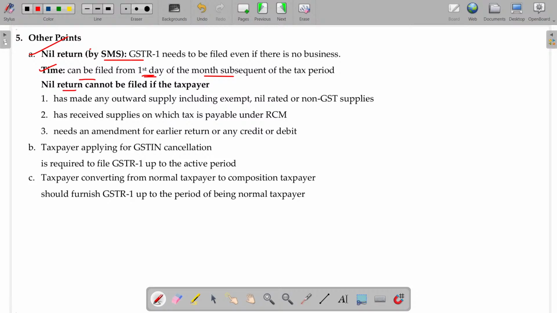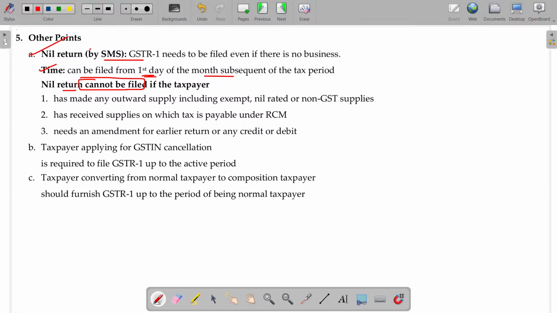Nil return cannot be filed when there is any point to be filled, any transaction to be filled in any of the blocks, any of the tables, though it is taxable or not taxable. So saying that, "I did only exempted supply, sir. I purchased where the GST is payable and RCM, sir." Yes, of course you have to file.